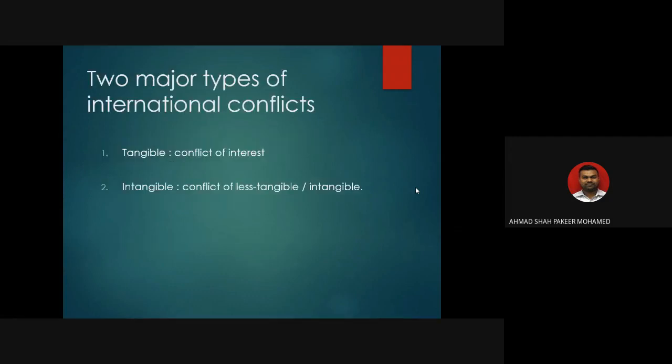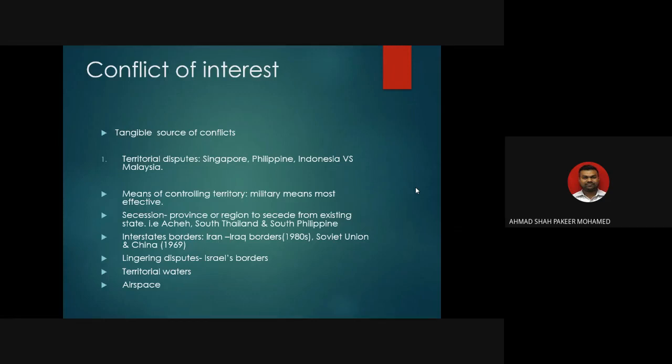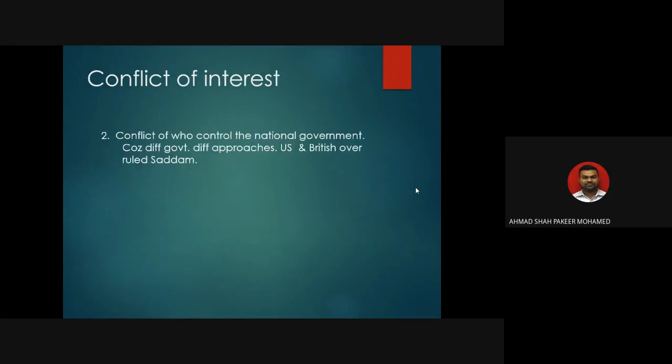Two major types of international conflict: tangible and intangible. Tangible, things that you can see with your eyes. Intangible, conflicts of less tangible things. Okay, tangible sources of conflict: territorial disputes. For example, Singapore and the Philippines, the island issues. Material issues, and border issues, land issues, Israel and Palestine, territorial water disputes, the South China Sea. This is what we call tangible.